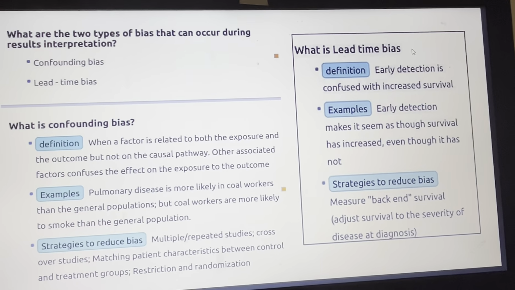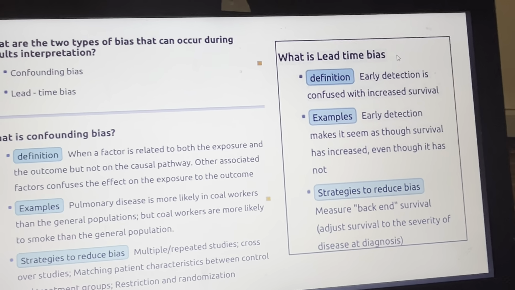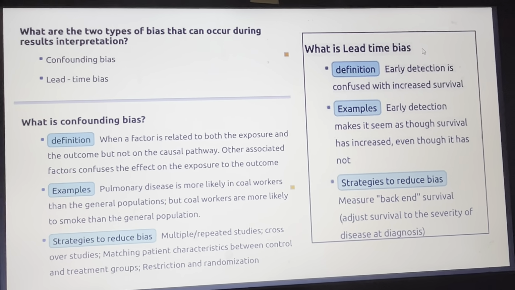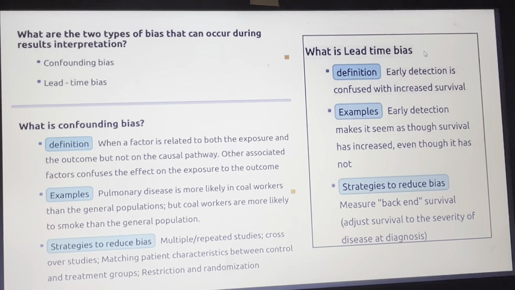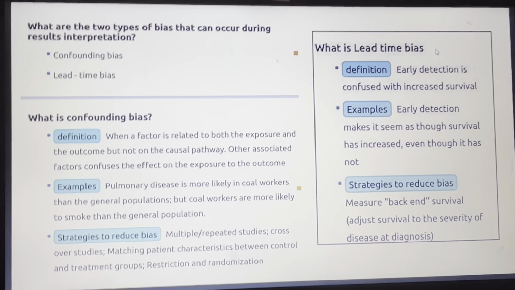How can we reduce this? Measure back-end survival, and adjust the survival to the severity of the disease at the diagnosis. See the severity. So remember, very very important, this one. Lead, or let you want to say, and then EA for early.